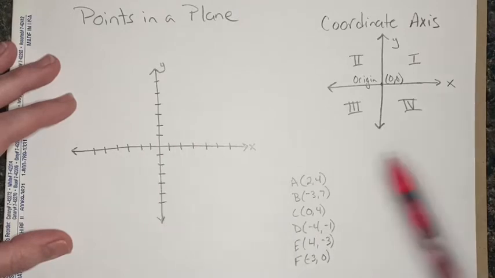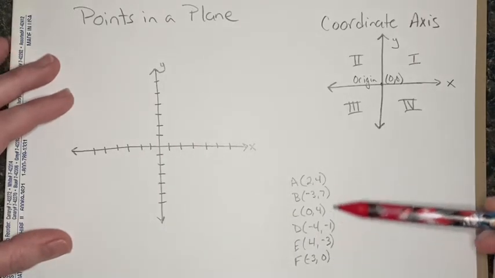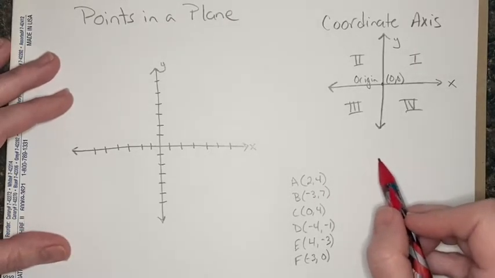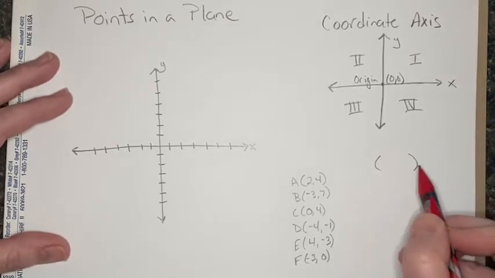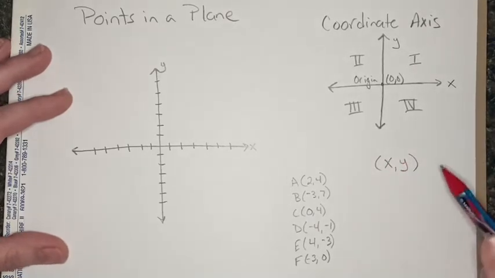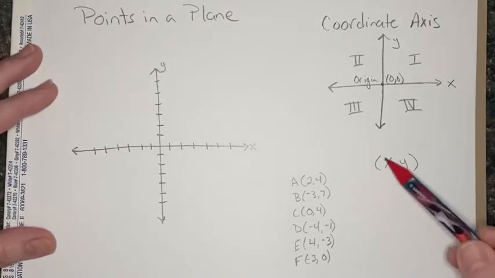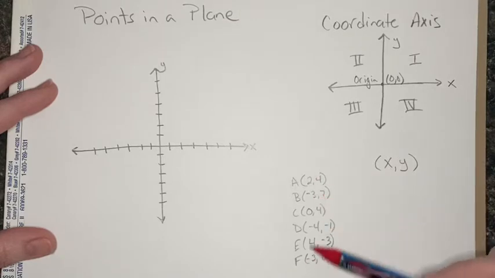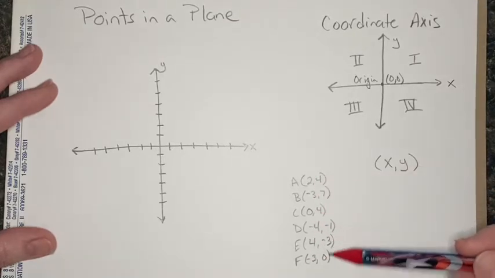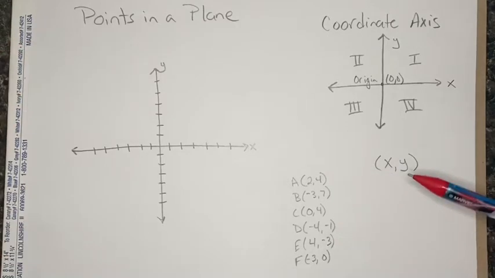And we have our plane, and then they've listed a set of points that they want us to locate on the plane. When we look at our set of ordered pairs, it is always written x, y. That means the number in the first part is considered on the x-axis, and the second number is the y-axis, and that is how we're going to plot our points.